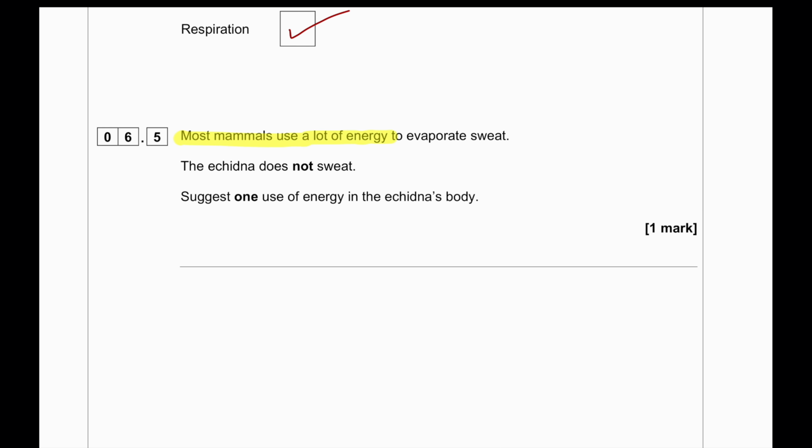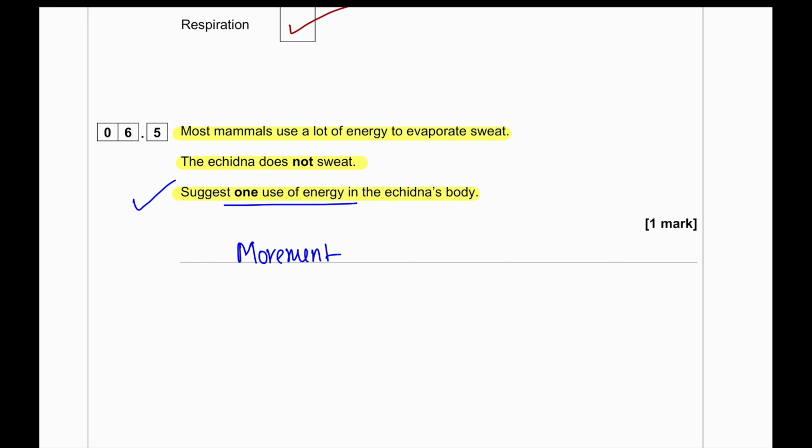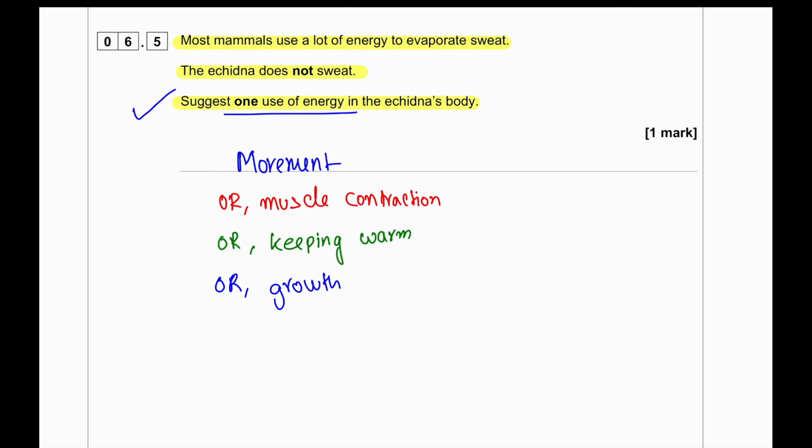Most mammals use a lot of energy to evaporate sweat. The echidna does not sweat. Suggest one use of energy in the echidna's body. The echidna needs to do muscle contraction to keep itself warm, or it needs to grow or repair itself, and active transport of substances needs to be done within the body, or movement, which basically refers to muscle contraction. Any one of those points will be needed to get this particular mark because it says suggest one use. So we just have to give a use of energy in echidna's body other than sweat.